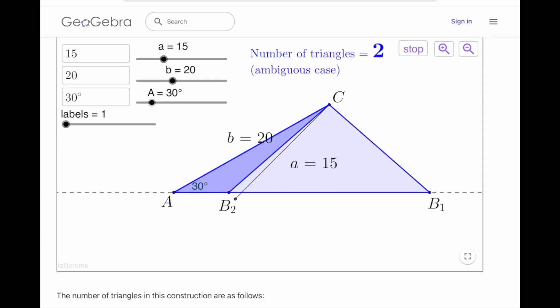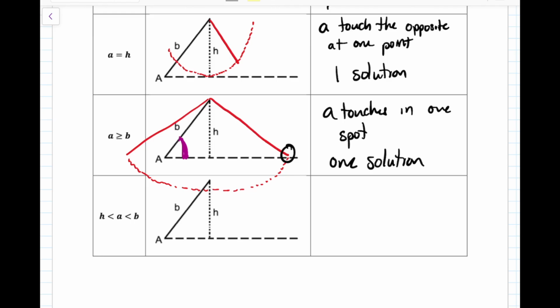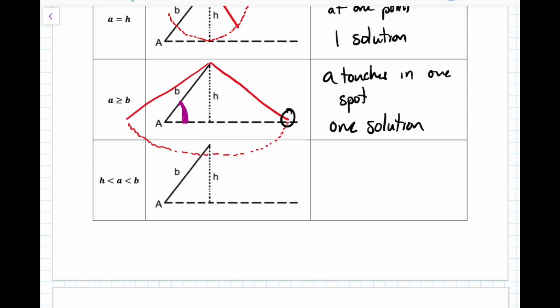Well, now this is touching in two places, right? So it reaches on the right, and because it's smaller than B, it doesn't quite reach all the way that B does, but it's bigger than H, so it reaches past H. And so we end up making two triangles, one of which reaches here, and one of which is going to reach over here. And so these two triangles are two valid solutions that match this question.